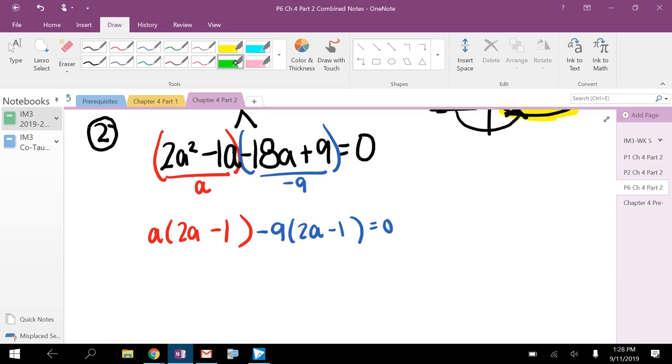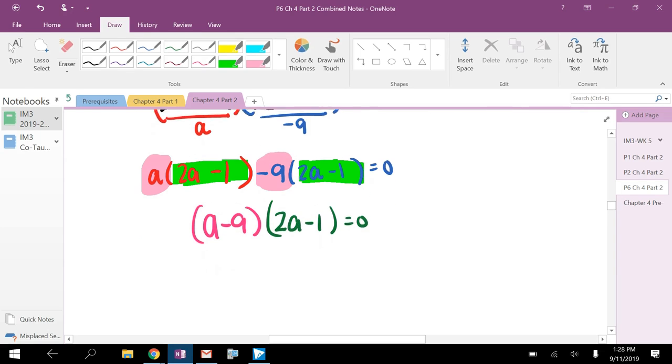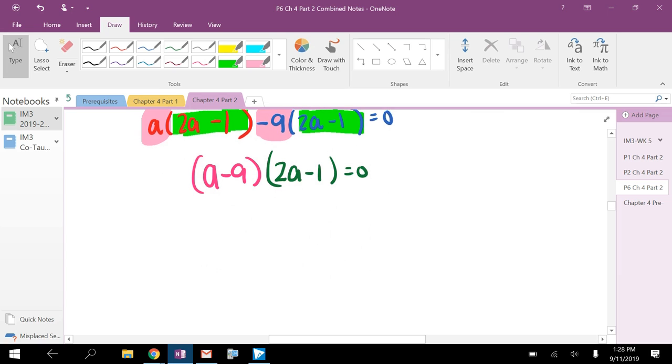Okay? All right. Highlight the piece that's the same. Highlight the piece that's on the outside. And let's write out. So in pink, what I highlighted was a minus 9. And in green, what I highlighted is 2a minus 1. Now, if I asked you just to factor, you would stop. If I asked you to solve, you would keep going.